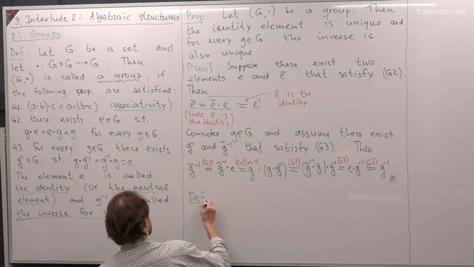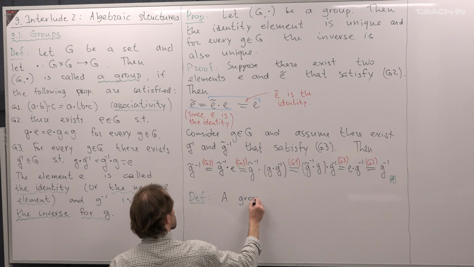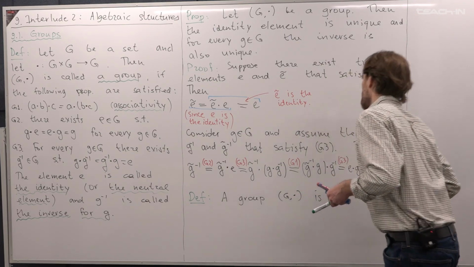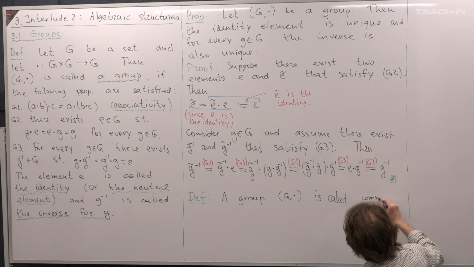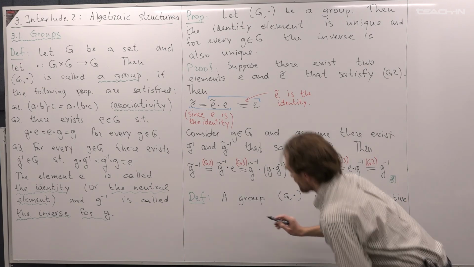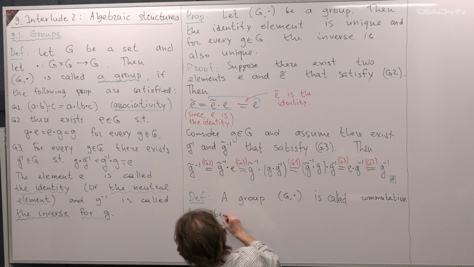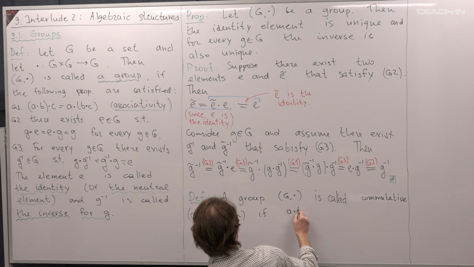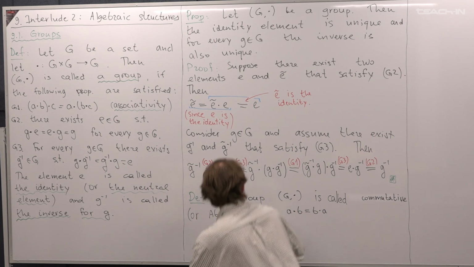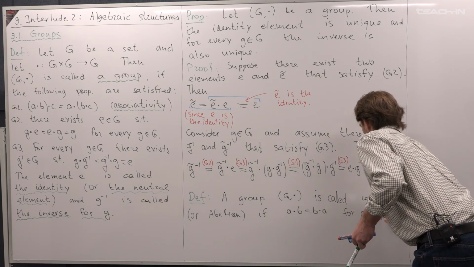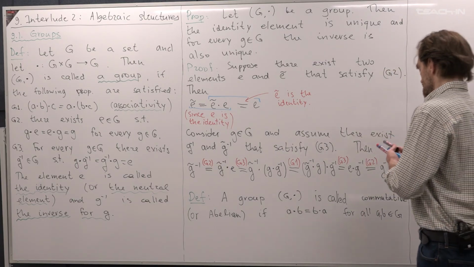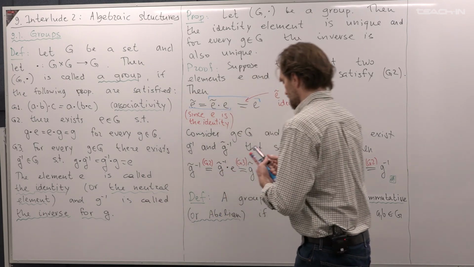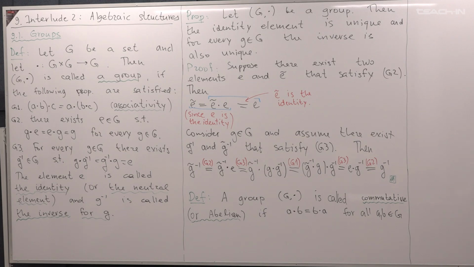And so one more definition. A group G dot is called commutative or abelian if A multiplied by B equals B multiplied by A for all A, B from G. So the group is called commutative if the result of multiplication of two elements does not depend on the order in which we multiply them.